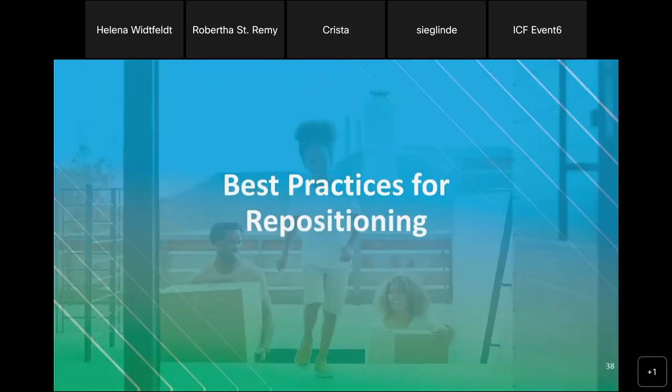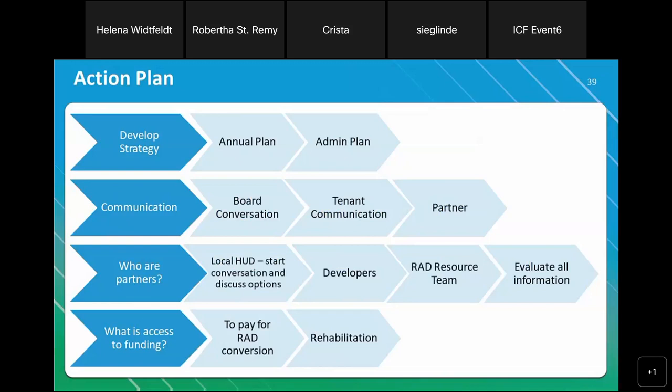All right. Best practices. You definitely want to make sure that whatever you do, you have your annual plan and your admin plan updated. If you have it in your annual plan and it's not in your admin plan, somebody will stop you in the process. So always make sure that both of these pieces are updated at the same time. That will keep you out of the hot water and help you not forget what you need to do.